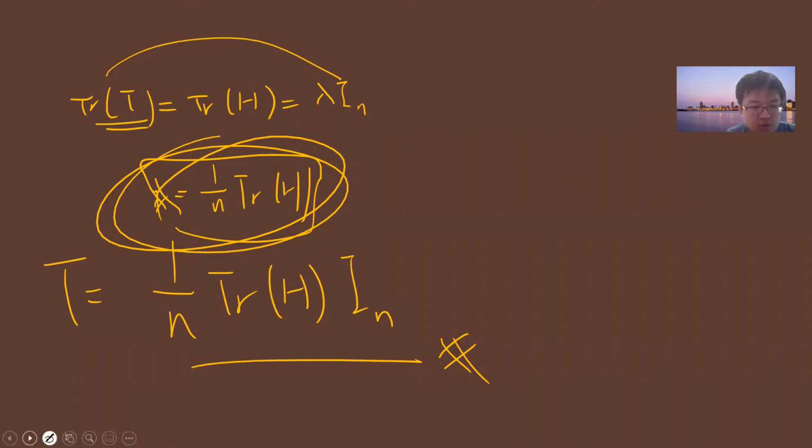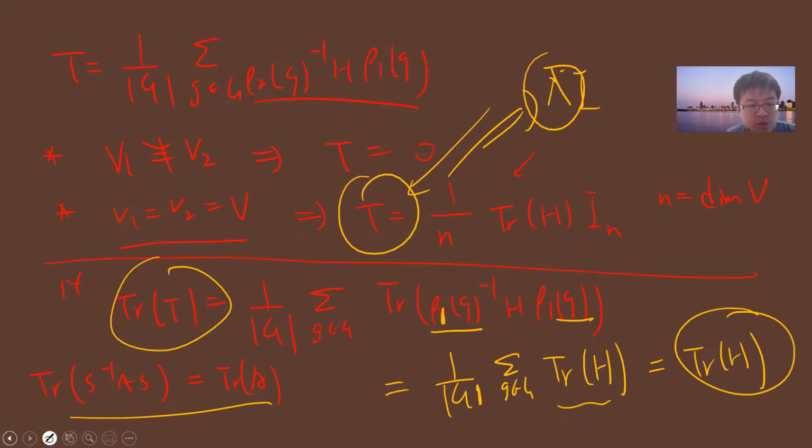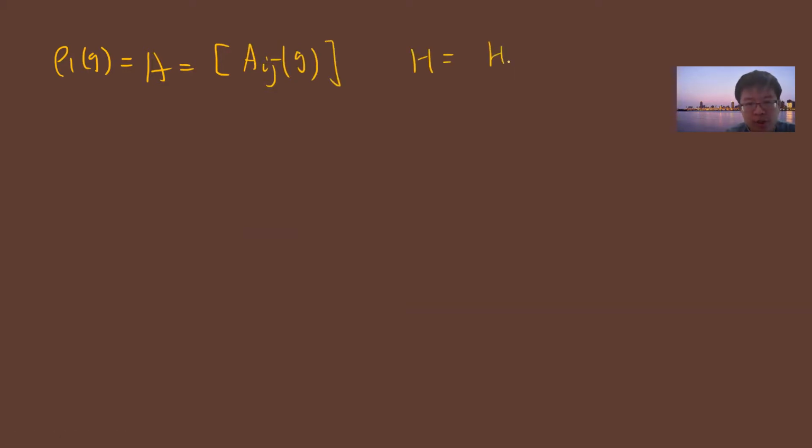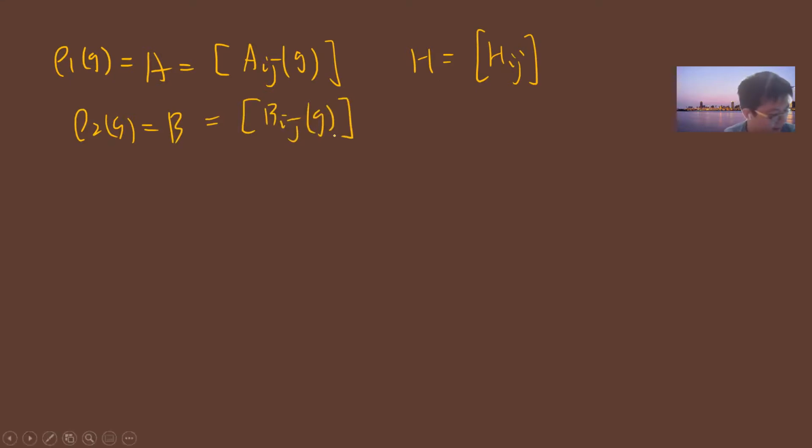Okay, so let's go back to our list. We got these two: either T is 0, or T is this. Now we can prove the orthogonality. Let's say your rho 1 of G is written as a matrix. Let's call it A, written as A_ij(G). It's just notation. And H is called H_ij. This is just a matrix, and rho 2 of G is called B, B_ij(G). And rho 2 of G inverse is basically B transpose and take conjugates, so basically it's B_ji(G).